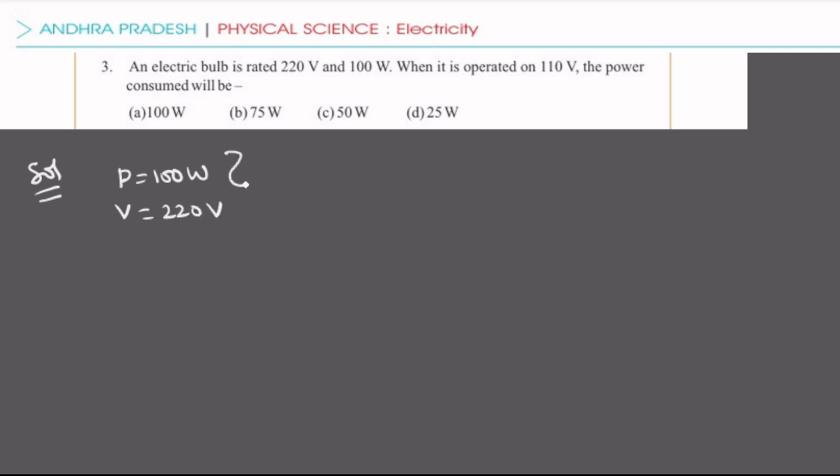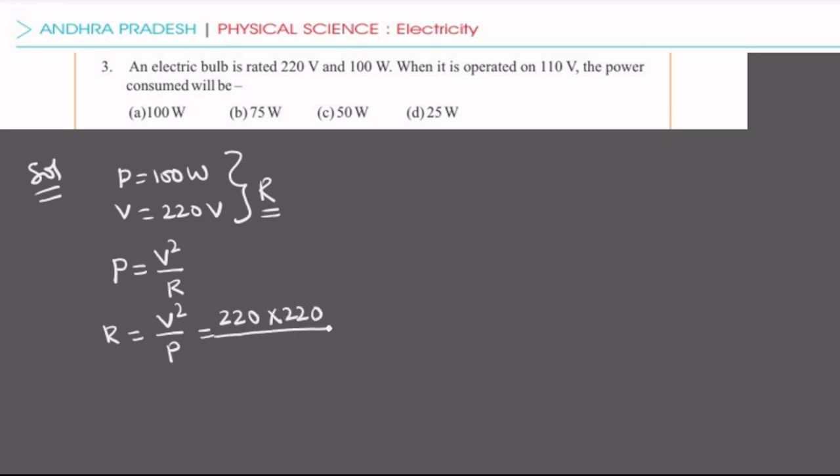This bulb has a resistance, and that resistance is a fixed value. So first of all, let us try to find that resistance by using the formula P is equal to V square by R. From this R is equal to V square by P. Now here V is 220 volts, so 220 into 220 by the power given, 100. So here 2 zeros cancel, and we get 484 ohms as the resistance of that bulb.